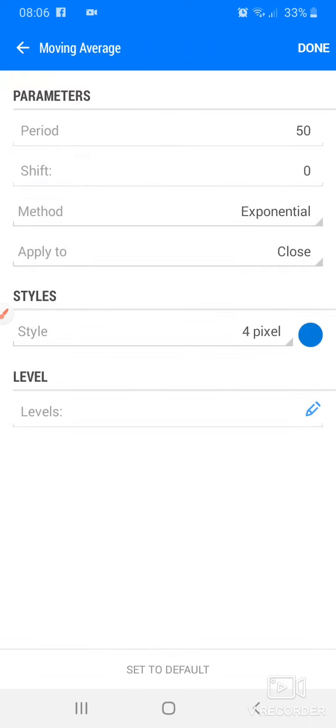The first one is the 200 exponential moving average. So you can take a screenshot, and these are the parameters. You can quickly take a screenshot. You can put a color of your choice, but mine, the 200 exponential, is color red.